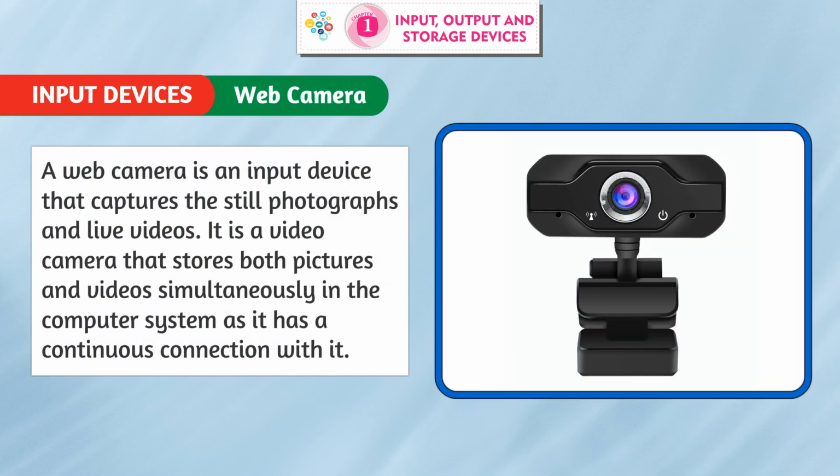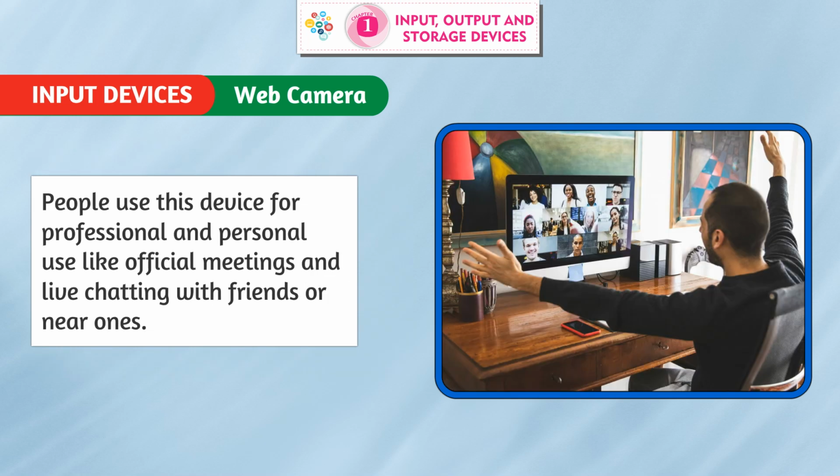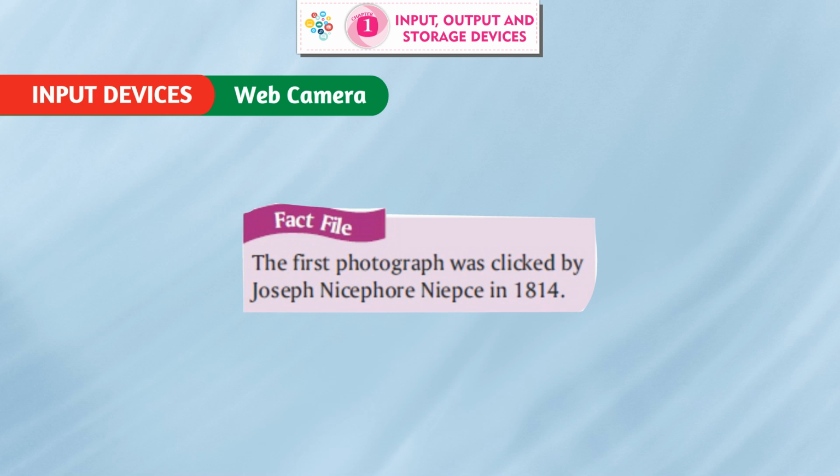Web camera. A web camera is an input device that captures still photographs and live videos. It is a video camera that stores both pictures and videos simultaneously in the computer system as it has a continuous connection with it. People use this device for professional and personal use, like official meetings and live chatting with friends or near ones.